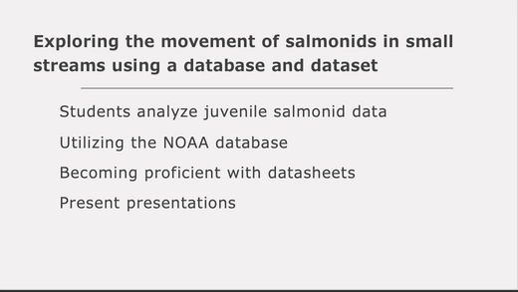And then I wanted to put them to work, actually seeing real data. To do this, I used the NOAA Fisheries Database. So, in a group of 3, the students were to go to the NOAA Fisheries Database and read through the project, exploring the movement of juvenile salmonids in small streams, to really understand the background of this research study that is real. Then they were able to, as a group, collaborate using Google Sheets and Google Docs for the entirety of their project.